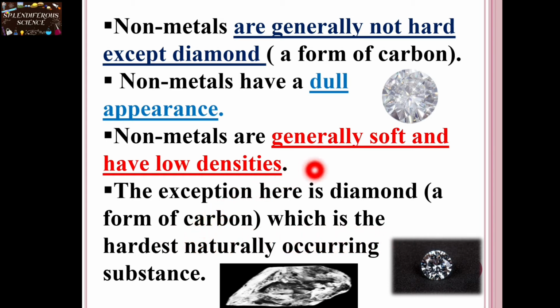So non-metals are generally not hard, except diamond, which is a form of carbon. They have a dull appearance, and they are generally soft and have low densities. The exception here is only diamond, a form of carbon, the hardest naturally occurring substance.